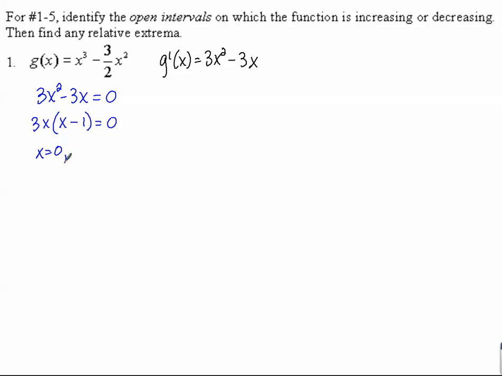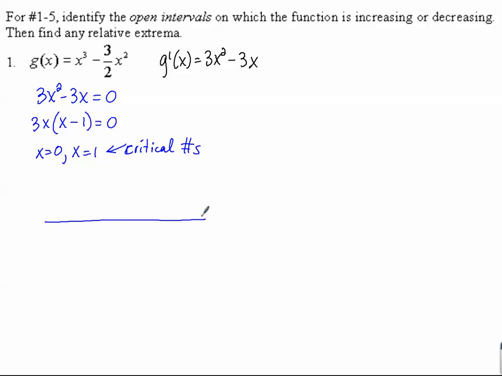And we get two critical numbers, x equals 0 and x equals 1. These are our critical numbers. If we look back into the function, 0 and 1, they're both defined there, so they are our critical numbers. Next, set up our number line.